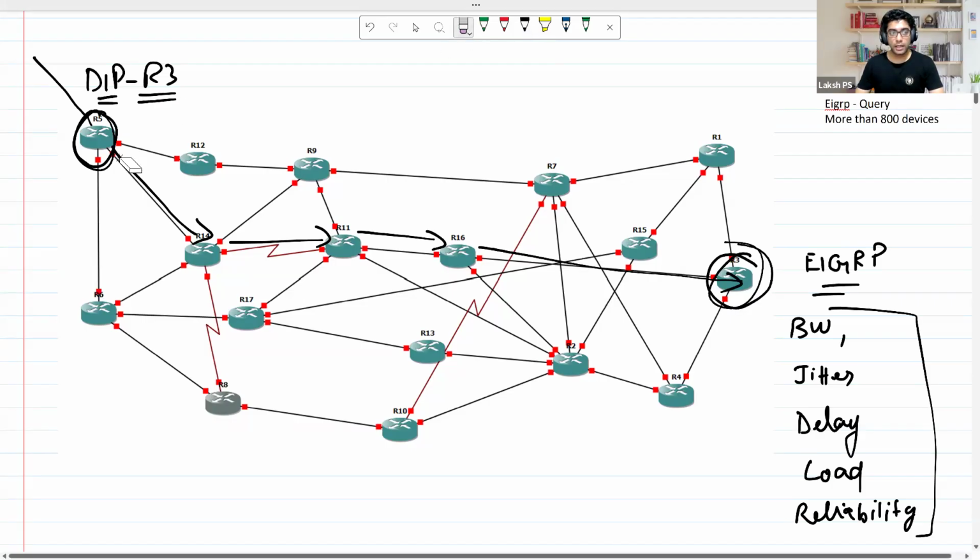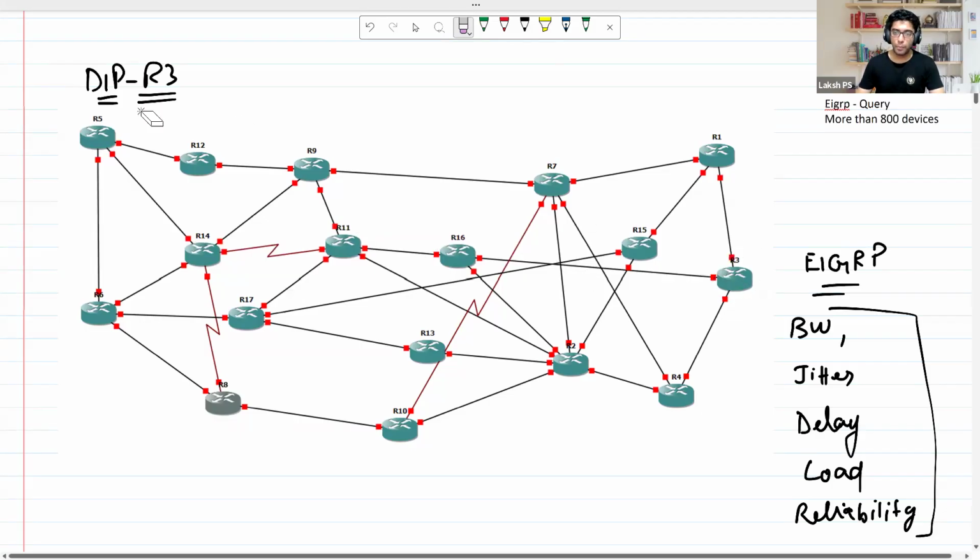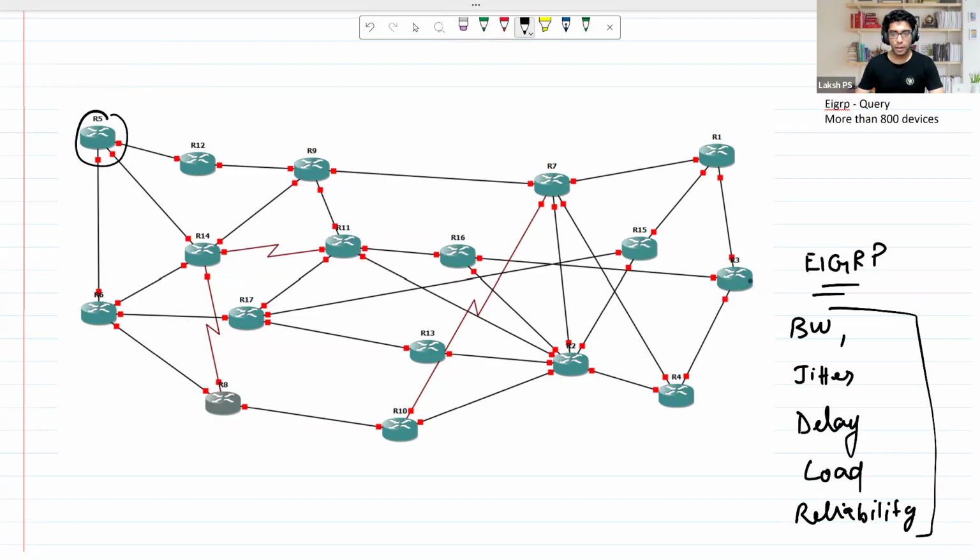So what is happening? All the routers are consuming some kind of processing, right? Their CPU processing is increasing because they're using 5 different parameters to calculate the best path, right? That is one of the problems with EIGRP. Why is EIGRP not majorly used? That's the first problem. The second problem is that EIGRP is majorly used in the enterprise section. You can see here, I'm not sure if you can see it. EIGRP is majorly used in the enterprise section.